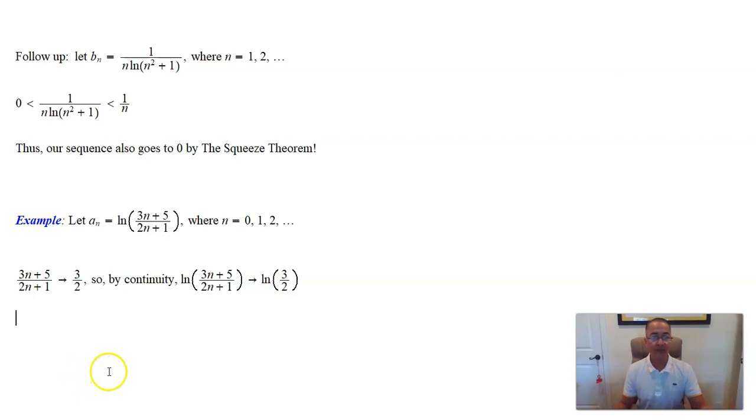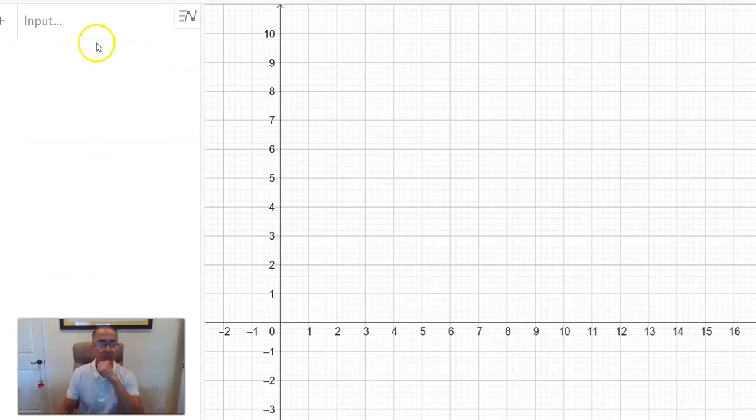Okay, so everything that we have seen so far are convergent sequences, but we'll see examples where there is no limit, or maybe the limit is infinity or negative infinity. Let's go back to GeoGebra. All right, so here's a fresh GeoGebra screen.